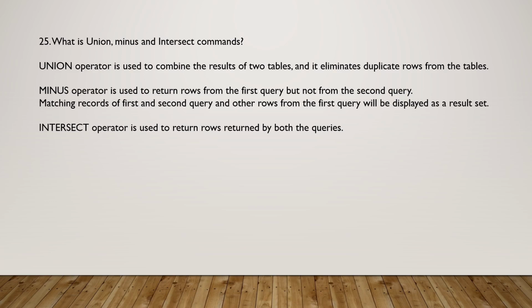What are union, minus, and intersect commands? Union operator is used to combine the result of two tables and it eliminates duplicate rows from the tables. Minus operator is used to return rows from the first query but not from the second query. Matching records of the first and second query are removed, and other records from the first query will be displayed as a result set. Intersect operator is used to return rows returned by both the queries.